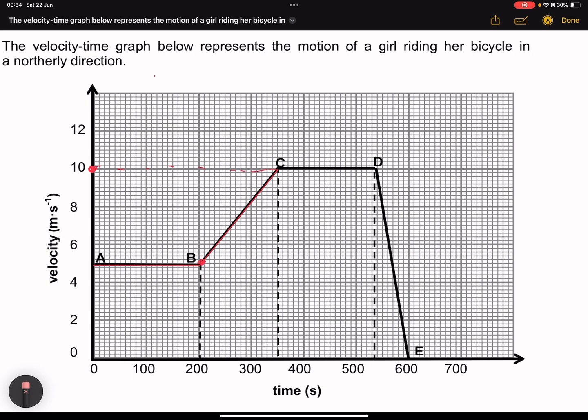And then what happens between C and D? She now decreases in velocity until she eventually gets to this point. And what happens at that point? The velocity is 0, which means she eventually stops at C. So we have to be able to tell what is happening in the picture so that we can answer the questions as adequately as possible. Now let's go to the questions.